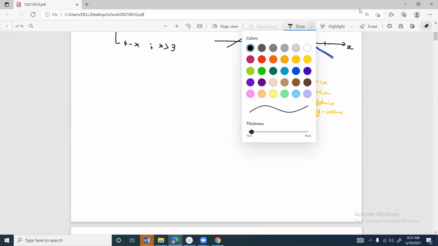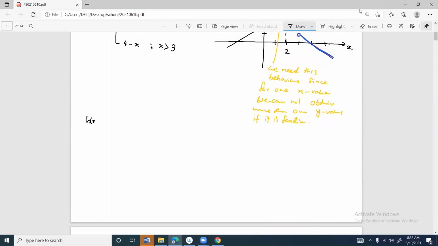So like this, h(x). It's given like this: x plus 2 for x is less than or equal to 2. The other one is x minus 1, for x greater than or equal to 2, right? So let's draw this graph.